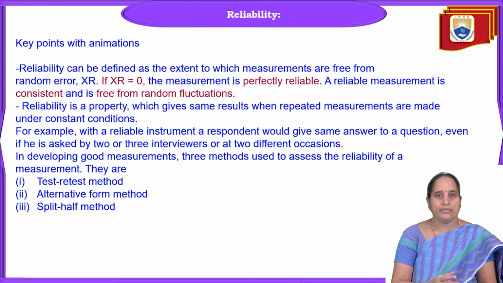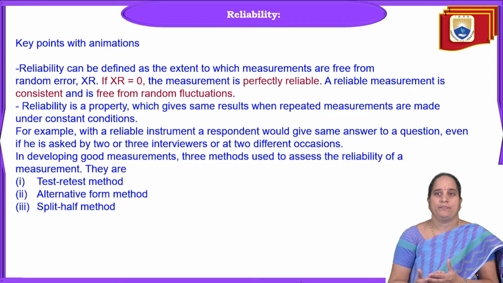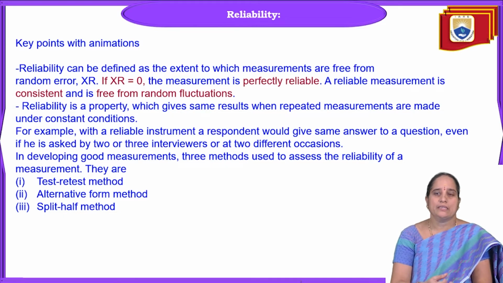Reliability is a property that gives the same results when repeated measurements are made under constant conditions. If you repeat the measurements again and again, we should have consistency among the data. Whatever experiments you perform should be under constant conditions. For example, with a reliable instrument, a respondent would give the same answer to a question.